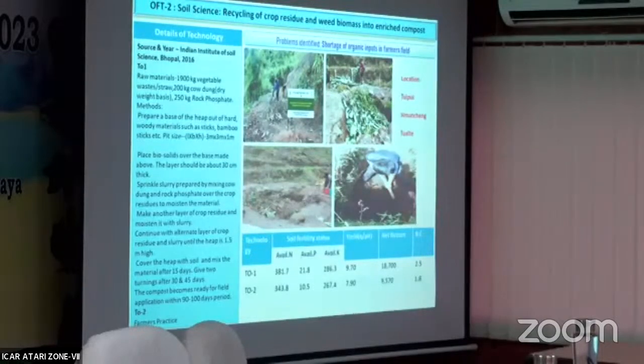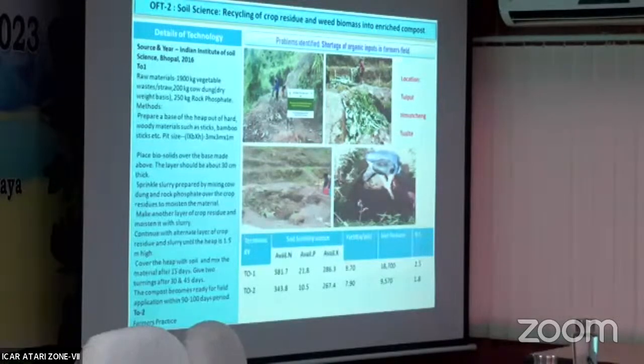OFT number 2 under soil science is recycling of crop residue and weed biomass into enriched compost. I will not go into the technology in detail. Here, availability of NPK in the technology was recorded higher, and yield and BC ratio were also observed higher in treatment 1 as compared to treatment 2.